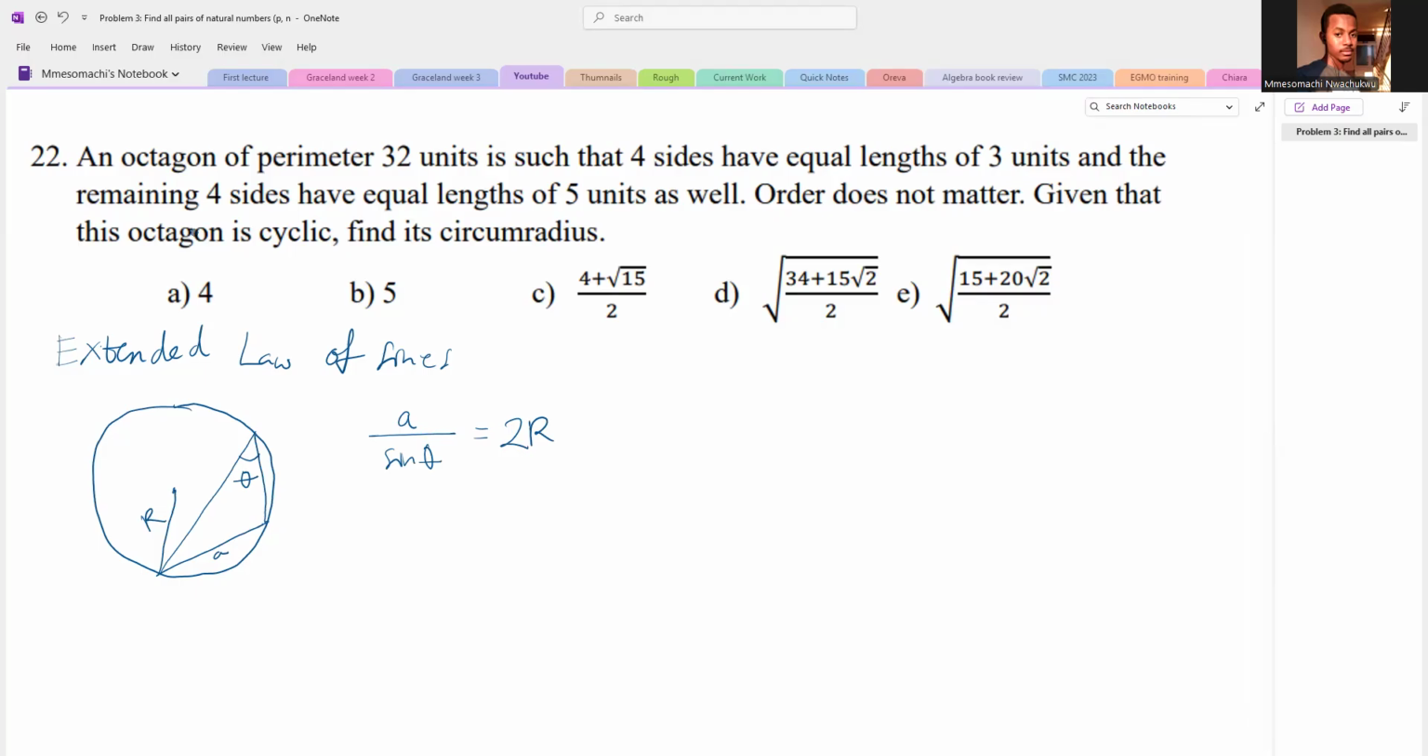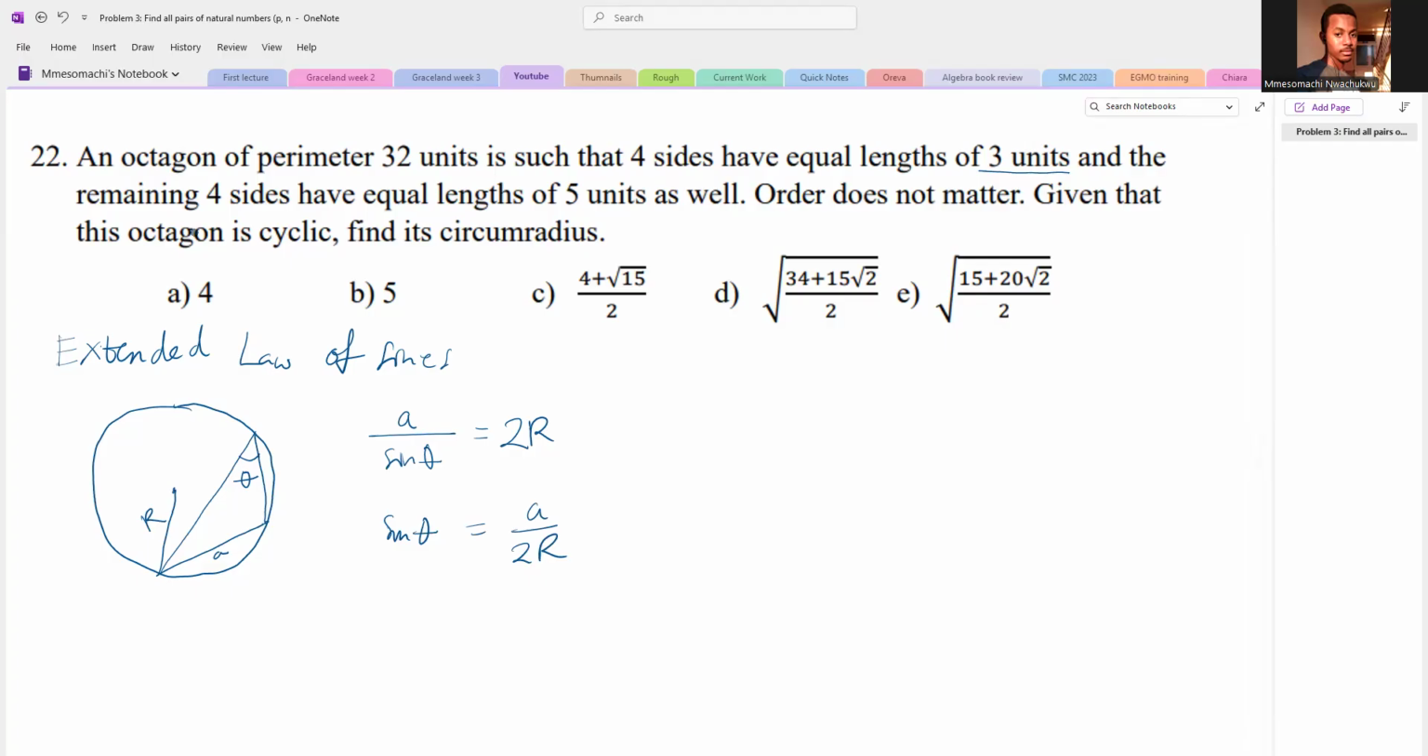So what does that mean? Since order does not matter, each of the 3 units subtend equal angles, because by the extended law of sines we can express sine theta. So sine theta is equal to A over 2R. Once we know the chord and we know the radius, we can get the angle that chord subtends. So each 3 unit chord subtends an angle of theta, and each of the 5 unit chords subtends an angle of alpha. Those angles are equal.